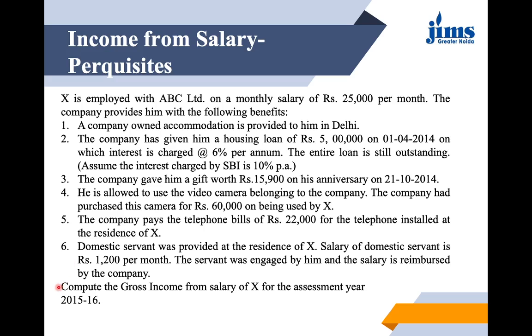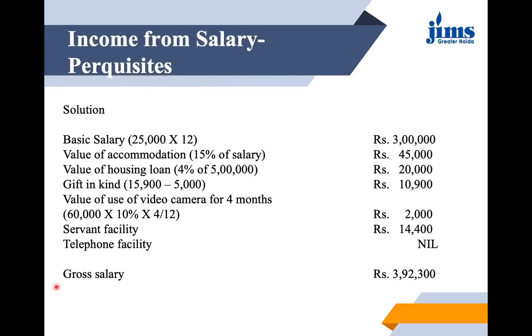So we need to compute the gross income from salary of Mr. X for the assessment year 2015-16. So for that purpose, we'll consider the basic salary first of all. That would count as 25,000 rupees per month for 12 months, so accounts for rupees 3 lakh. Then value of accommodation, that is 15% of the salary, so 45,000, 15% of 3 lakh basically. Value of housing loan, that is 4% of this 5 lakh, that is rupees 20,000.